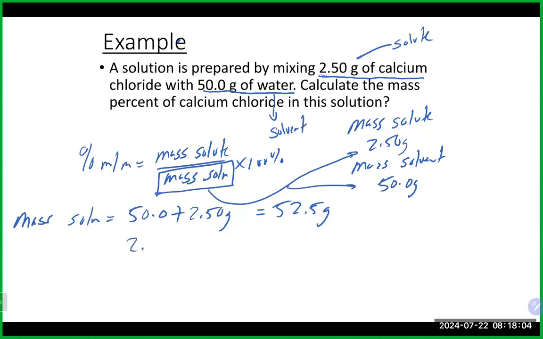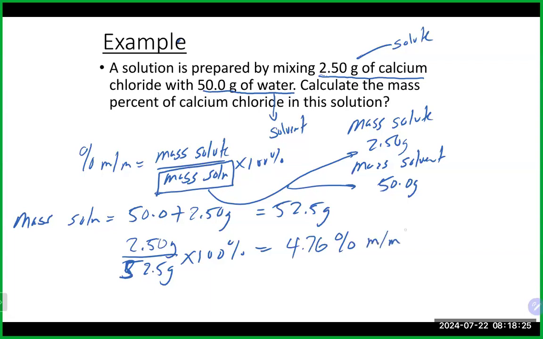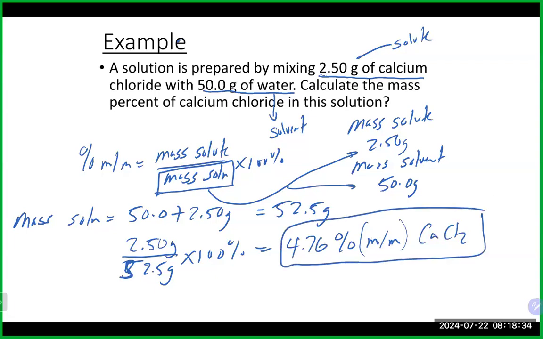We're going to take our solute, 2.5 divided by 52.5 grams, times 100%. And that is going to get us here, looks like 4.76%. We usually will put M/M to let people know it's a mass to mass percent. And you could also put what it is, which is calcium chloride. So you could use something like that if you like. Any question on that calculation?